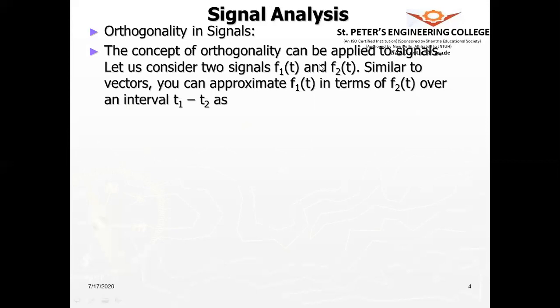Now let us consider two signals f1 of t and f2 of t. Similar to the vectors, we can approximate the two signals over the interval t1 to t2 as f1 of t is equal to c12 f2 of t plus fe of t in the interval t1 to t2, where c12 is the projection of the signal f1 of t onto the signal f2 of t, and fe of t is the error signal as a result of this projection.